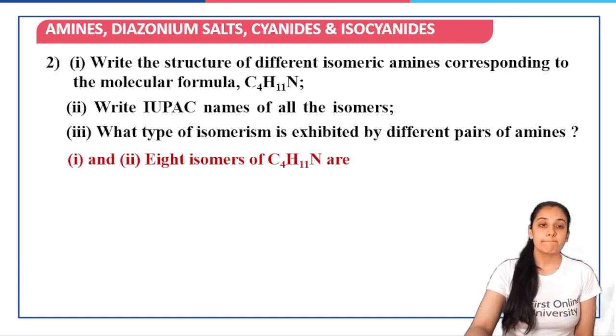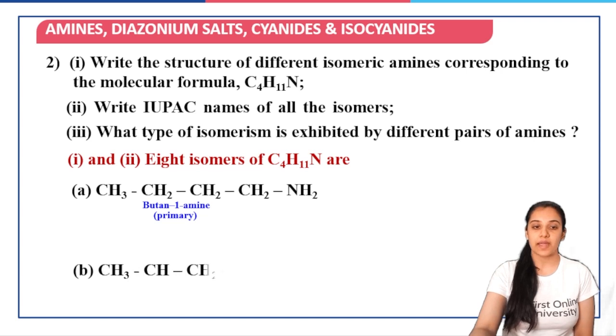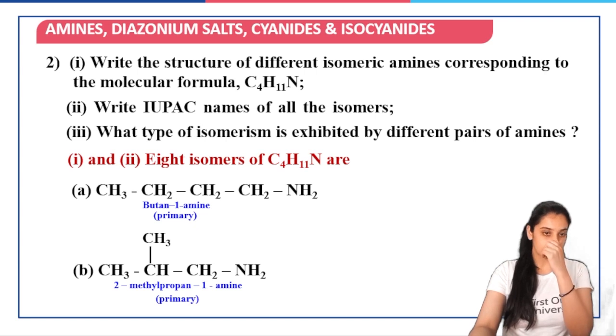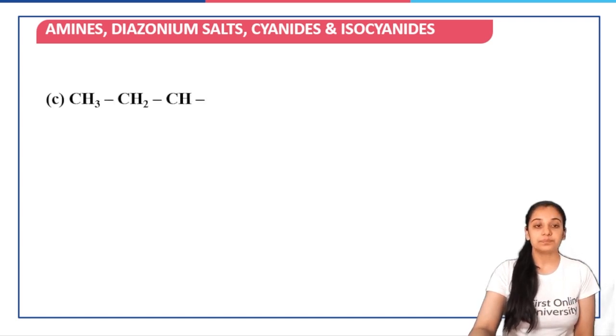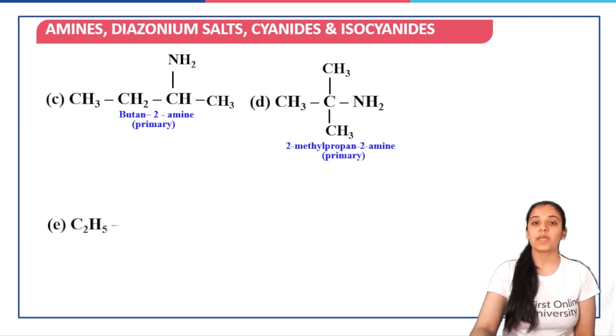Okay, so what we see here is that there are 8 isomers of C4H11N that are possible. What are these? The first one is N-butyl amine, that is butane-1-amine, which is primary. Then you have another possibility, 2-methylpropane-1-amine, which is again primary. Another, the IUPAC name would be butane-2-amine, which is primary. The next one is primary again, that is 2-methylpropane-2-amine.